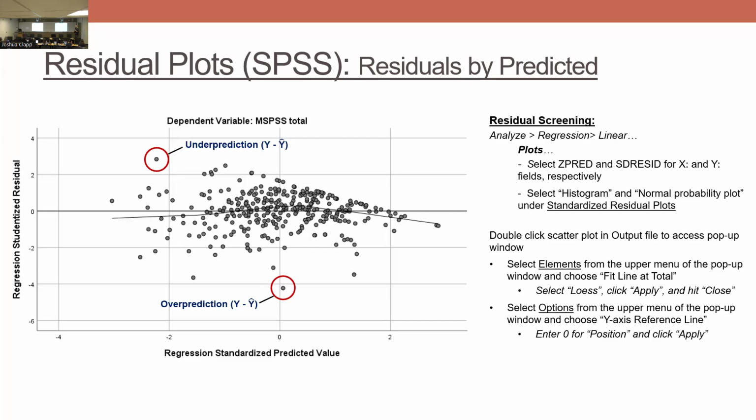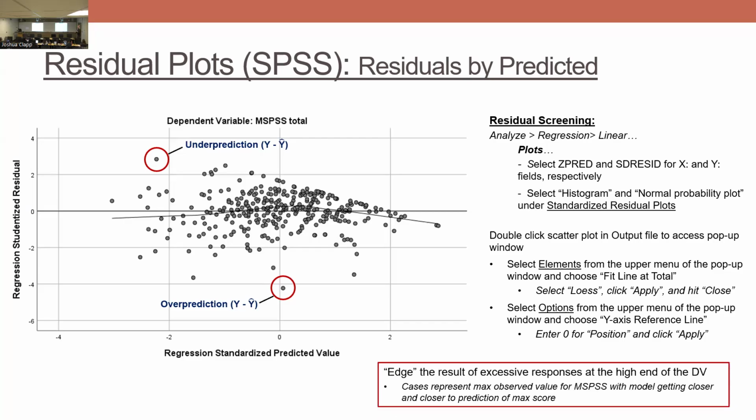Questions? All right. So this edge is just an excessive response at the top of my outcome, right? And what we're seeing here is just a function of my measure.